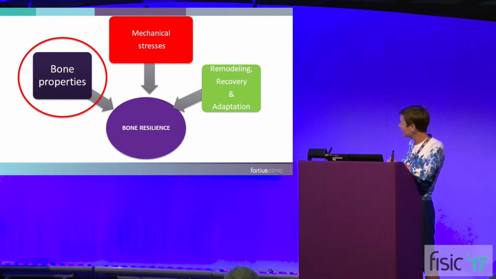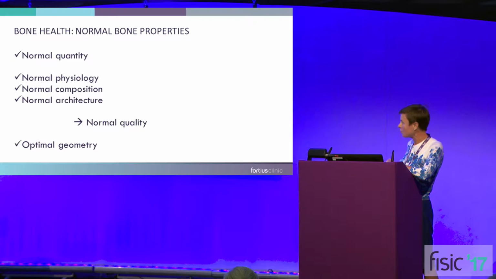And when we're talking about bone resilience in an athlete, most of us usually start to talk about, again, bone properties. And what properties are we interested in? Well, bone health, we usually talk about bone quantity and the physiology, the turnover, the remodeling of the bone that's happening. There are other really important elements that I'll mention briefly: the composition and the architecture, the way that individual's bone is designed, that will give it normal quality.